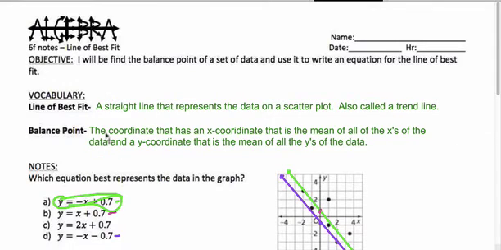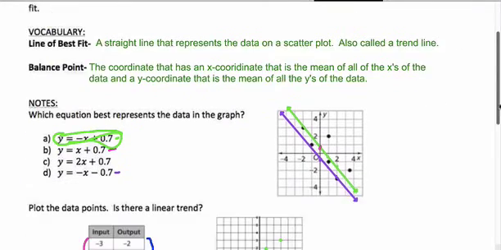Up to the top here, we can add in our definition: the coordinate that has an x coordinate that is the mean of all the x's of the data, and a y coordinate that is the mean of all the y's of the data. Go ahead, pause, write that down, and then rejoin me.